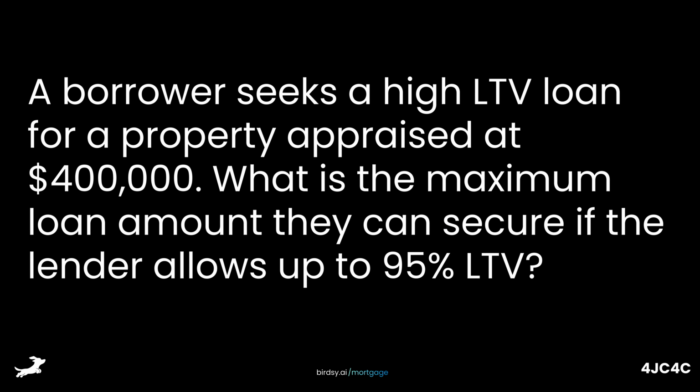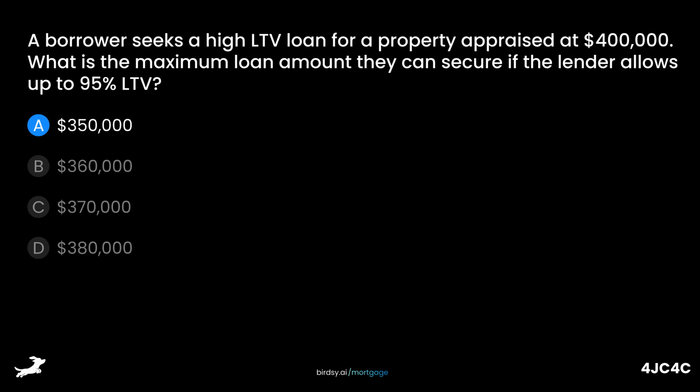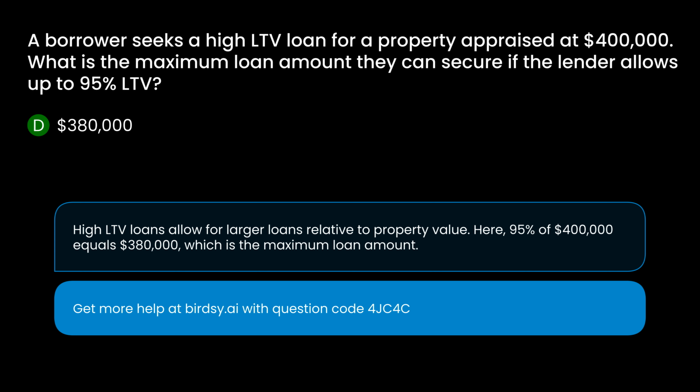A borrower seeks a high LTV loan for a property appraised at $400,000. What is the maximum loan amount they can secure if the lender allows up to 95% LTV? Is it A, $350,000, B, $360,000, C, $370,000, or D, $380,000? The answer is D, $380,000. High LTV loans allow for larger loans relative to property value. Here, 95% of $400,000 equals $380,000, which is the maximum loan amount.